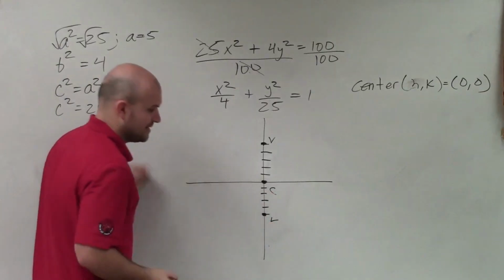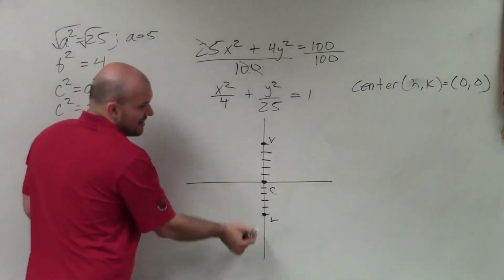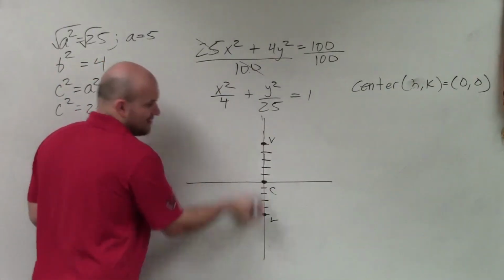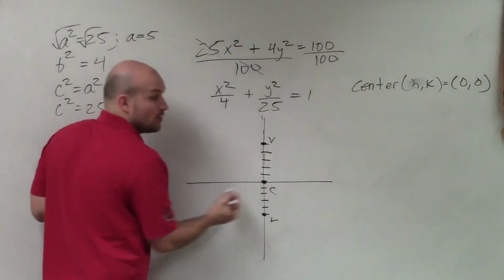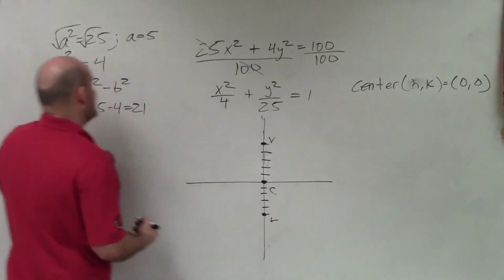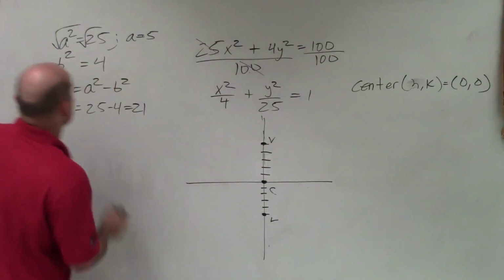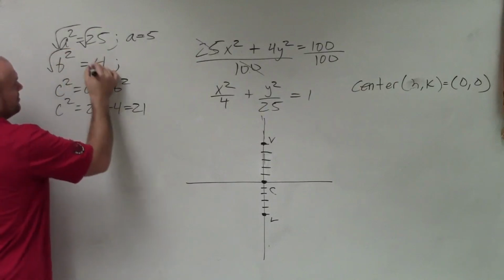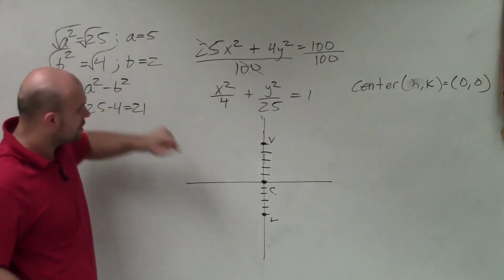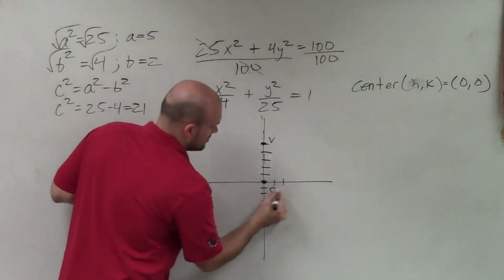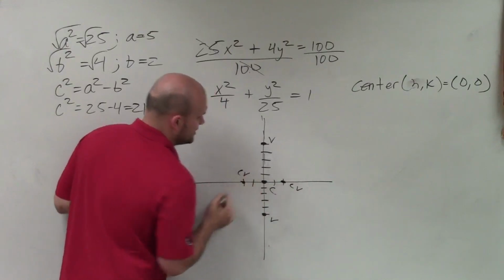That's my second vertex. To find my covertices, you can see my major axis right here. It's kind of like a little dotted line. My major axis is vertical. That means my minor axis is going to be perpendicular to that, which will be horizontal. And the distance from the center to the covertices is b. To figure that out, I take the square root of both sides, and you can see b equals 2. So I'm going to go over 2. That's going to be covertex 1. That's going to be covertex 2.